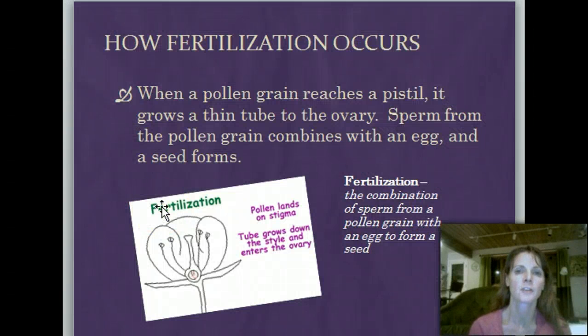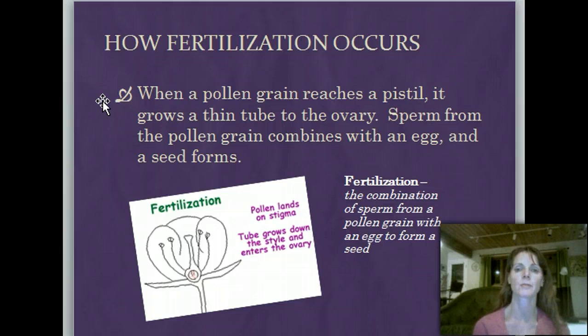Okay, so we talked a lot about fertilization in the last episode. So real quick, to finish up with fertilization, I wanted to let you know that when a pollen grain reaches the pistil, you have to think about those reproductive structures again. I didn't quite go over this in detail, so I wanted to touch on it.